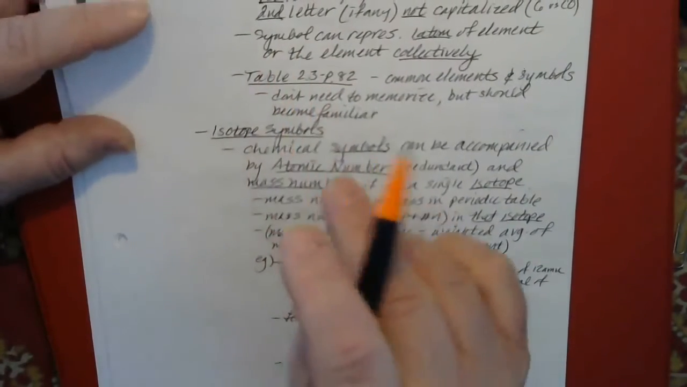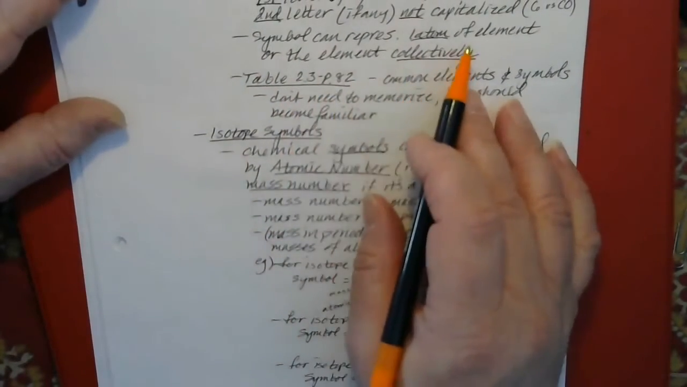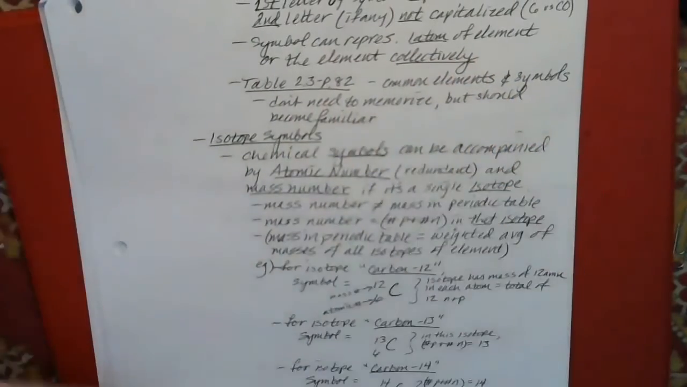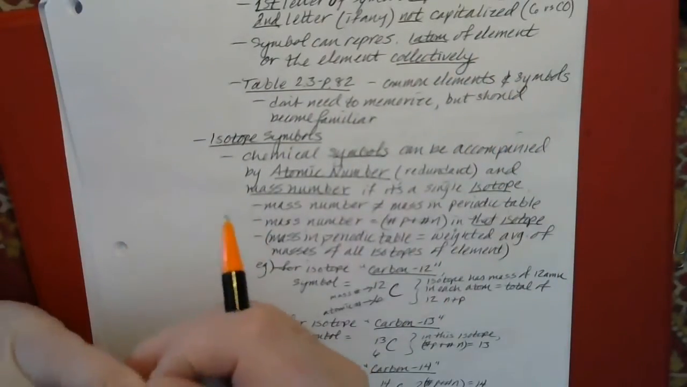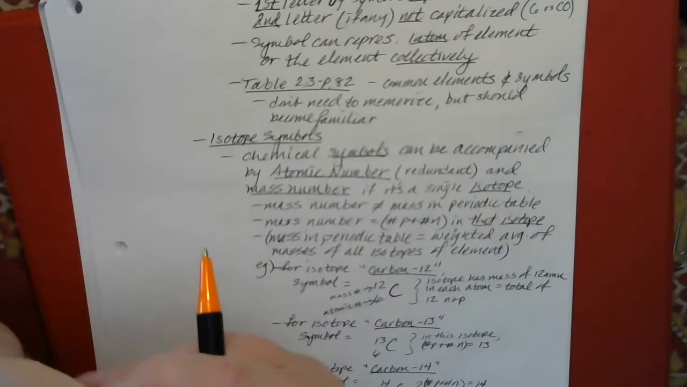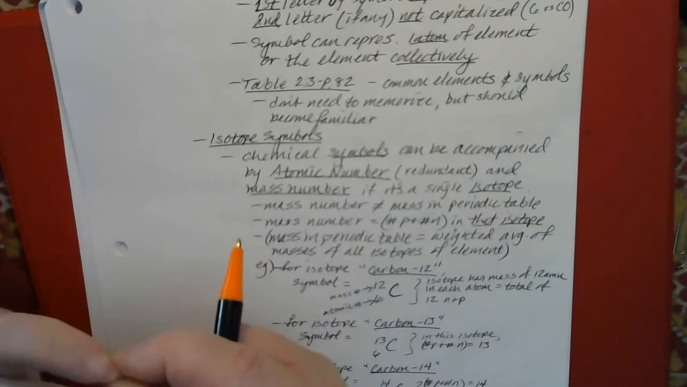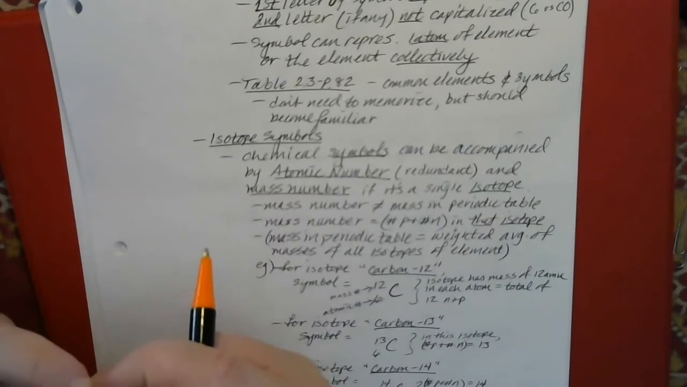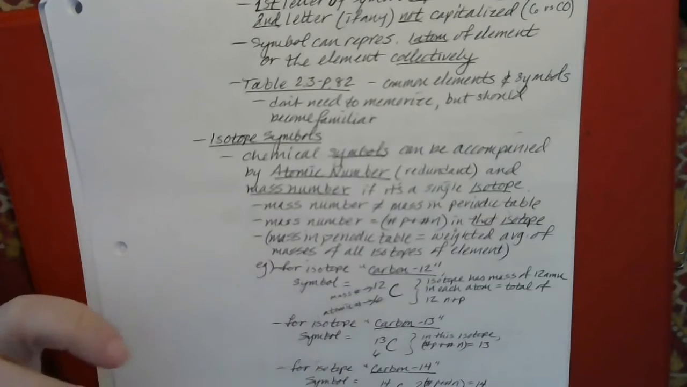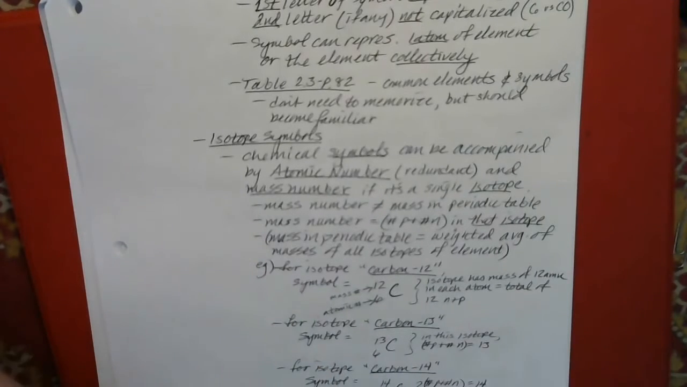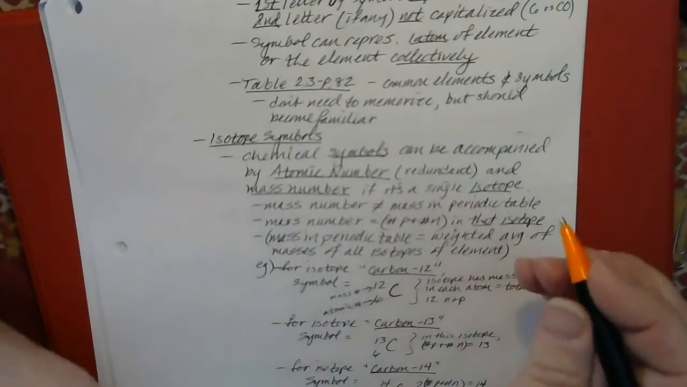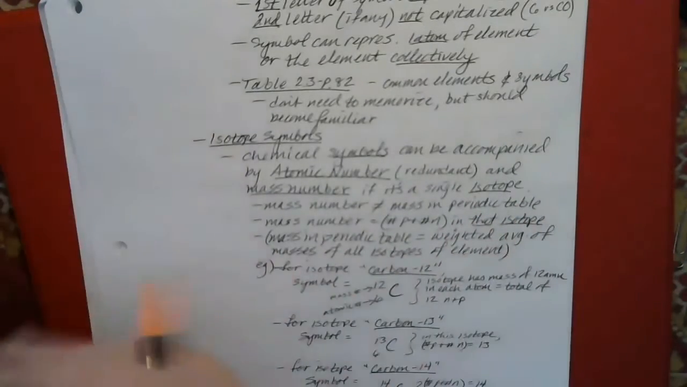The symbols can represent 1 atom of an element, or they can represent the element collectively. It depends on the context, really. If you're writing it as part of a chemical reaction, then normally the symbol represents 1 atom of the element. But if you're using it like a label on a bottle, then it could represent the element in general.